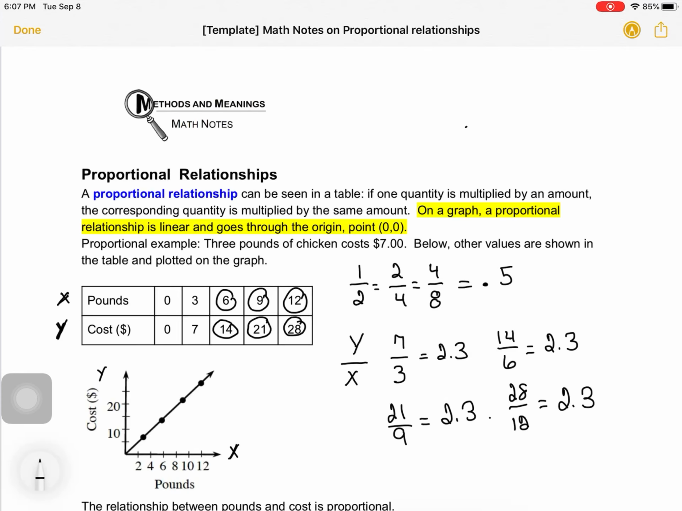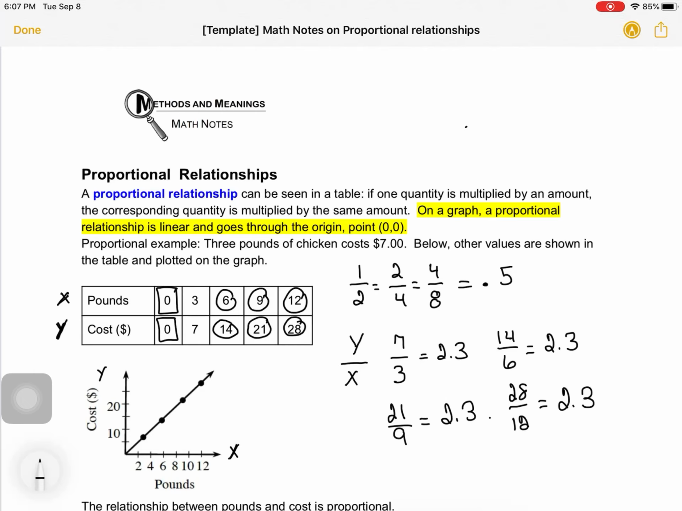Now, the easiest way to tell if a table is proportional is when you look at your x and y values when x is 0. So I'm going to go down and say, well, when x is 0, what is my y value? And when x is 0, my y value is also 0. And that is one way I know that my relationship is proportional. If my x value is 0 and my y value is 0, I know it's proportional.